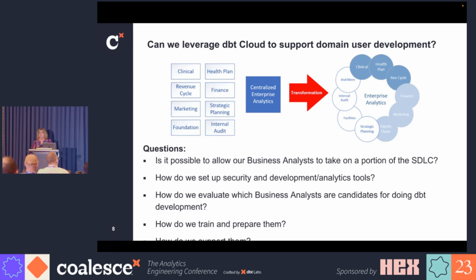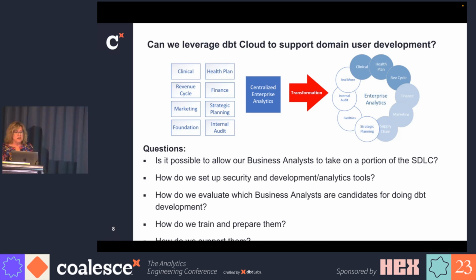And I feel like that's something I haven't really heard. I've heard a lot of talk about domain development, but security is a huge issue. The data that someone in clinical can access and work with is totally different than, say, our HR folks. So these are things that need to be taken into account. Another question is, how do we evaluate which business analysts are candidates for doing DBT development? How do we train and prepare them? And then how do we support them?